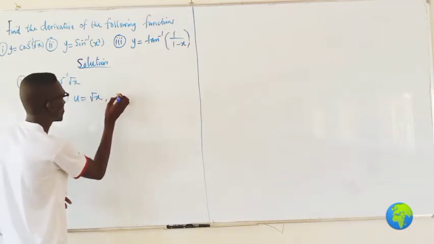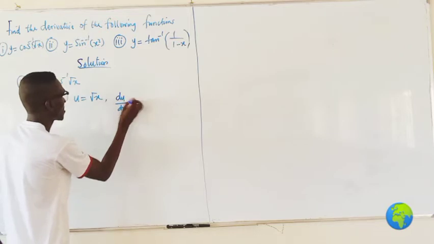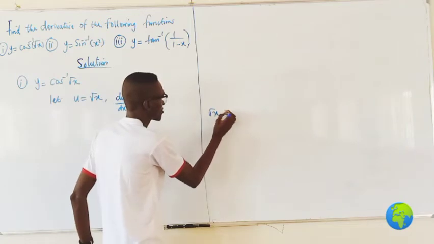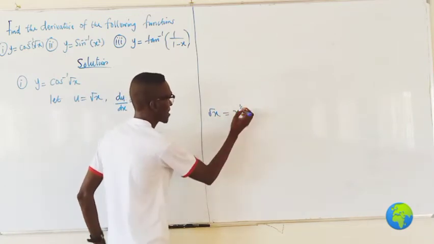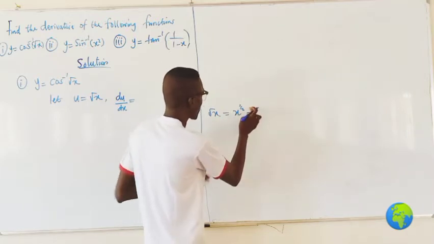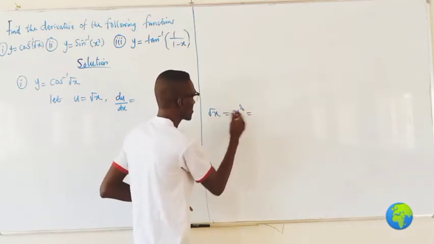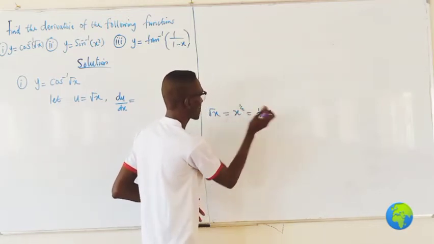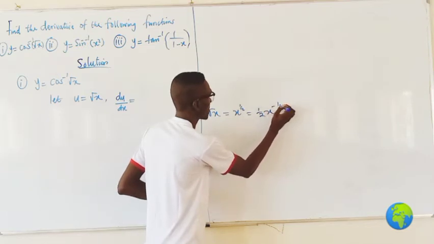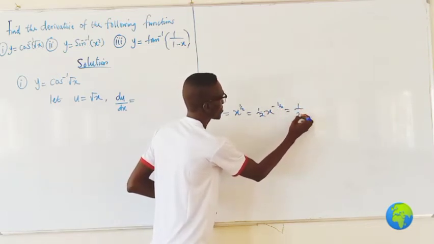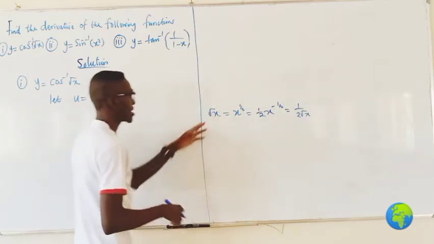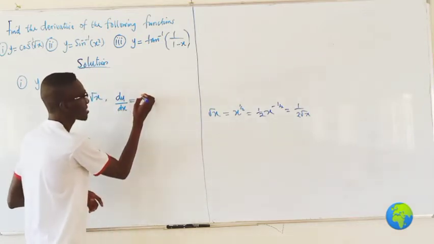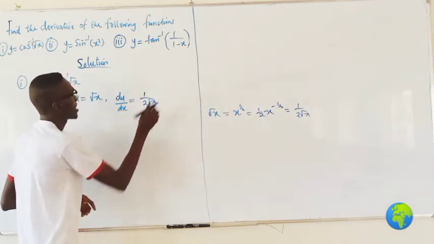Immediately you are done with picking your u, you find the du dx. When you have to find the derivative of square root of x, this is x raised to power half, right? So to find the derivative of this, recall the trick: bring down the power 1 over 2, bring back the function x, remove 1 from the power. This is minus 1 over 2, which is 1 over 2 root x. If you differentiate square root of x, it is going to be 1 over 2 root x. So du dx is 1 over 2 root x.